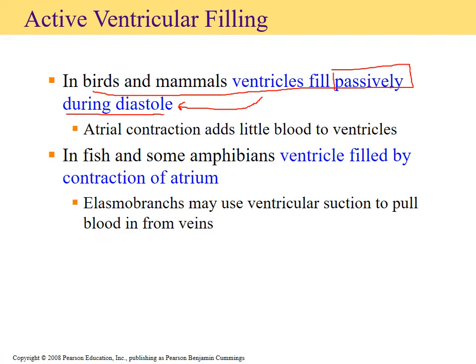So for instance, right over here on the middle part of the slide, it tells you that in fish and amphibians, most of the blood is received because the atrium is contracting. So there are different models for everybody, but the end goal is to always get blood to go from the atrium into the ventricle.